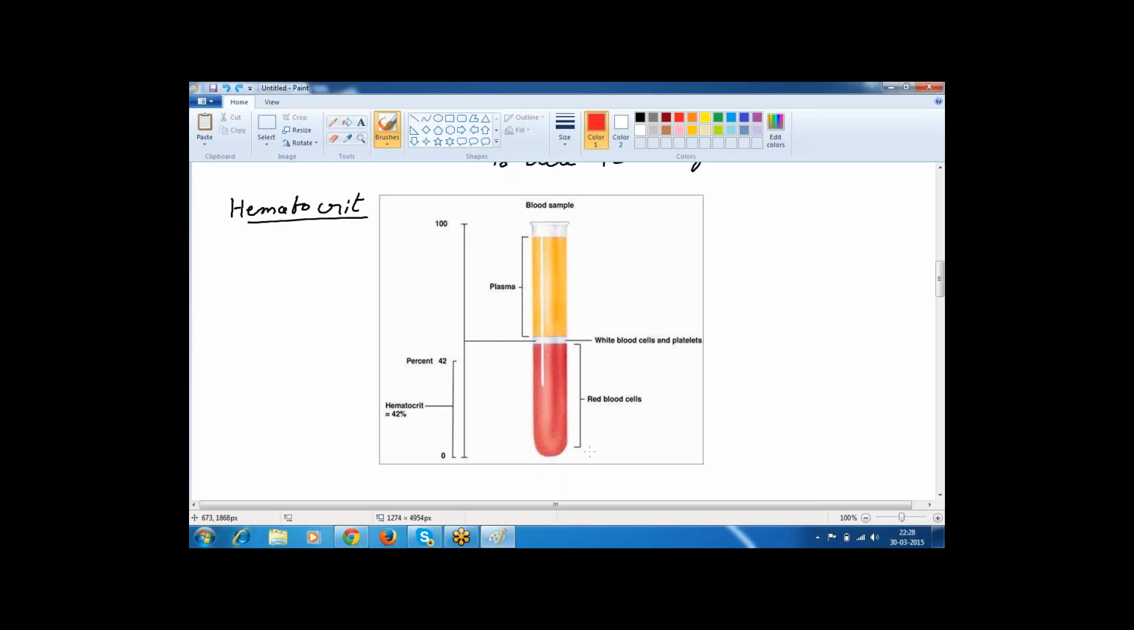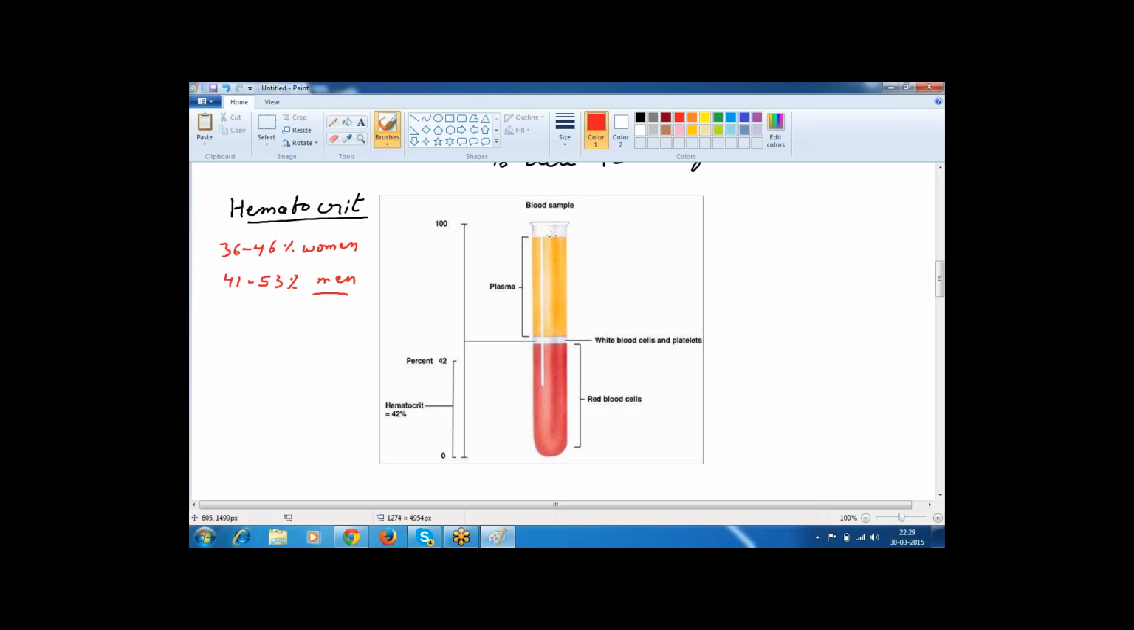This is called hematocrit. And remember that hematocrit value, it is 36 to 46% in women and 41 to 53% in men.